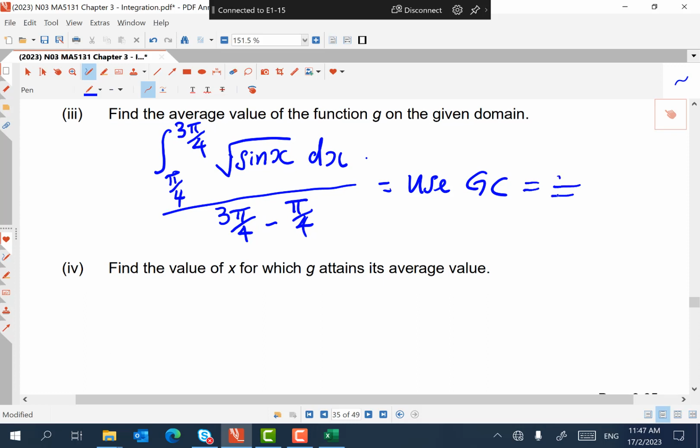To find the value of x, it is basically asking you for the case where g(x) is equal to this, and it's asking you to solve this equation, and again solve it using GC.